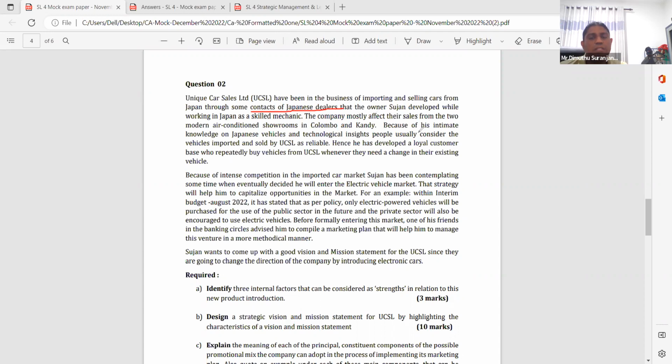This is his intimate knowledge of Japanese vehicles. Technical insight, that's another strength, no? You can identify. Then having a loyal customer base is another strength. Are there any other strengths you can identify? The exam asks you to identify 3. So we'll see what the strengths are by the exam.